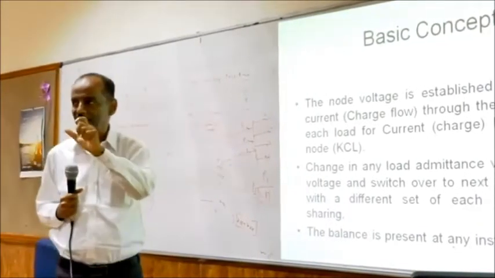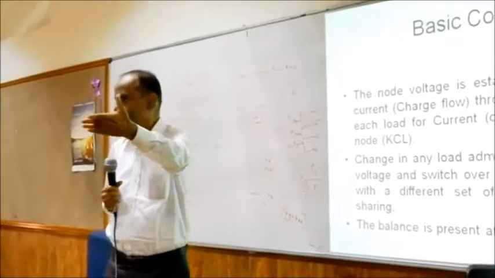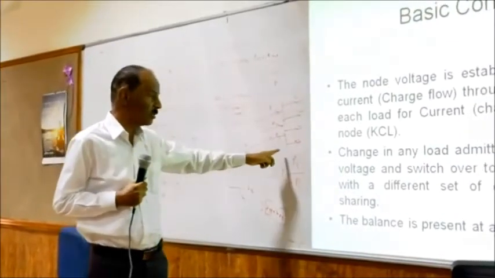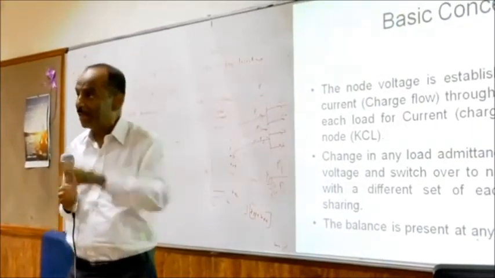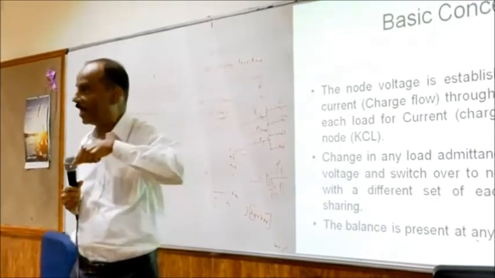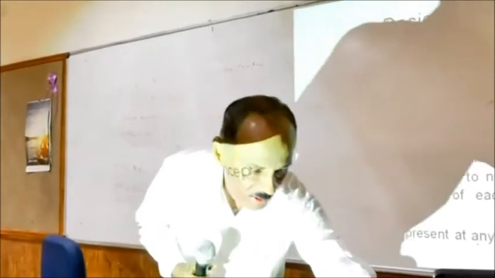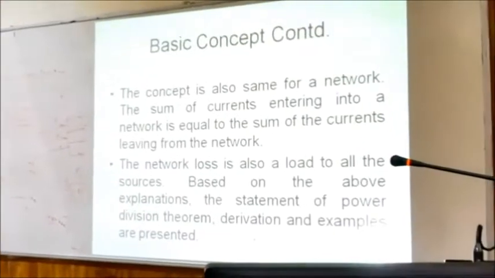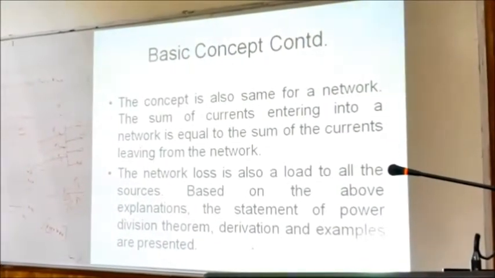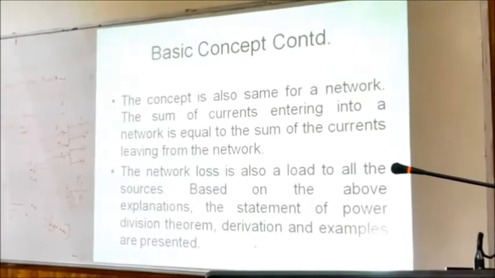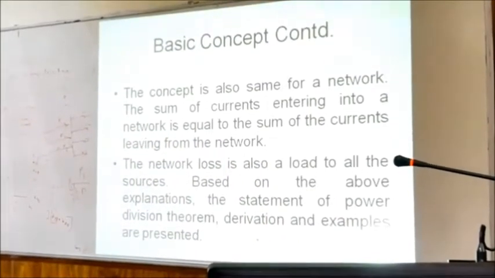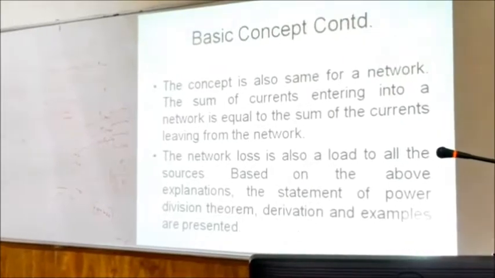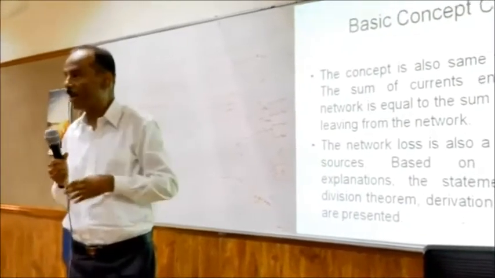A change in any admittance will change the current and switch over to the next operating point. See the load admittance here, if you change it in the next diagram, the voltage is also changed. When the operating point changes, the node voltage changes as well as the sharing of the current. This is not only for the node; the network also follows the same concept. Because for the network also, the total current entering into the network is equal to the total current leaving from the network. And also inside the network, at a particular operating point, at any node in the network, Kirchhoff's current law is valid. You cannot violate that.